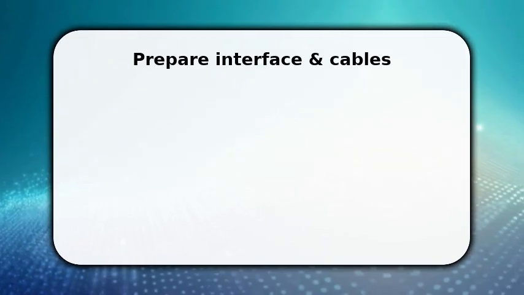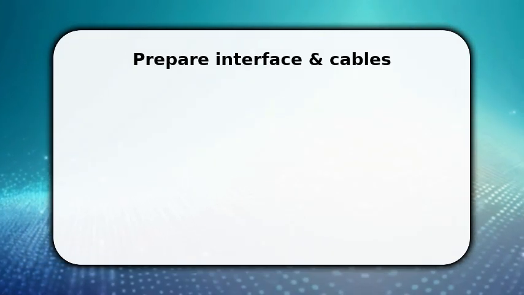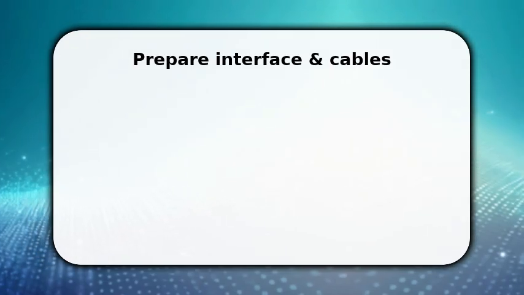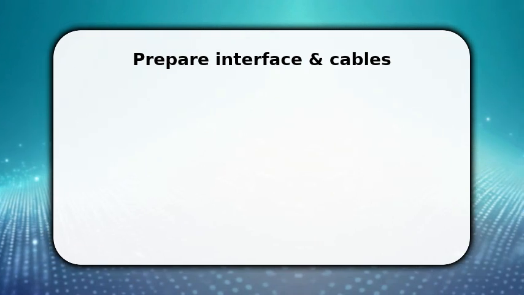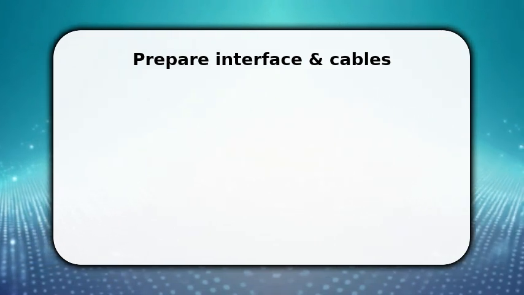Set the interface monitor and headphone level to unity or 0 gain, and reduce volume to about 10 to 20%. This prevents sudden loud surges when you plug headphones in and prepares the signal path for routing.